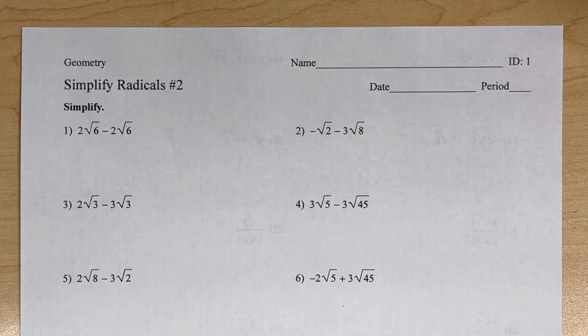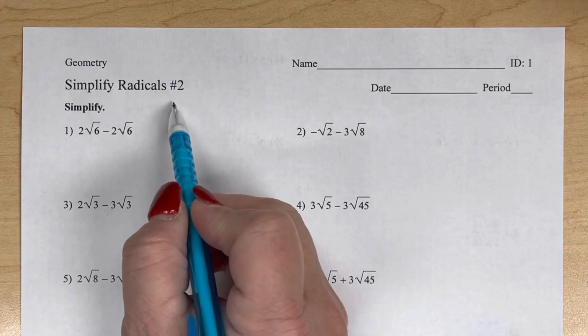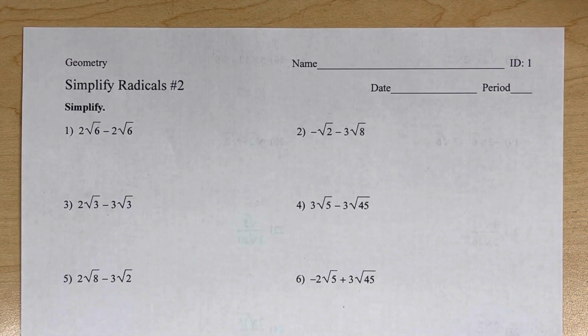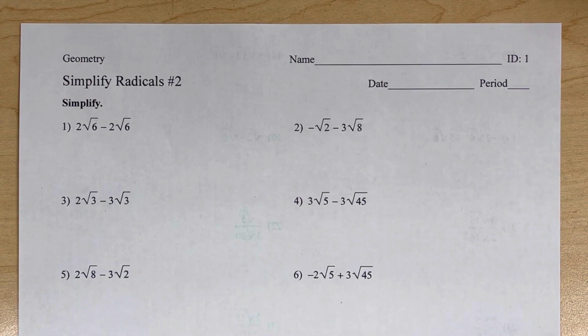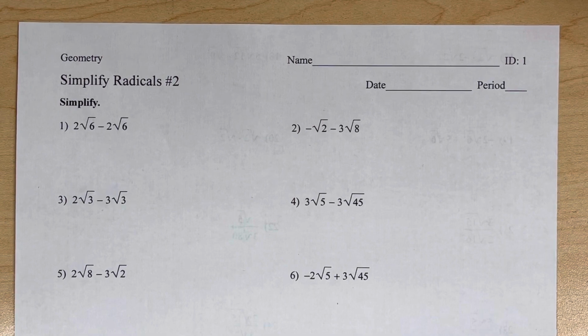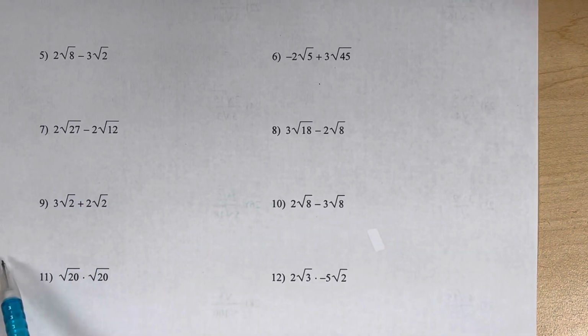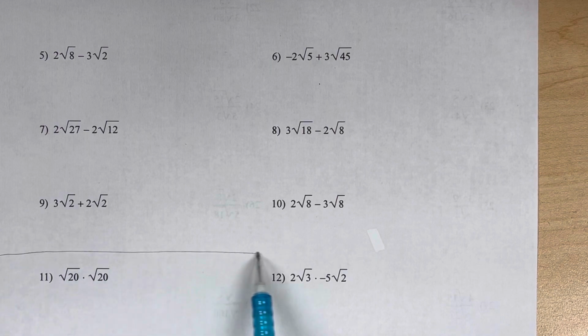Okay, the second assignment I'm going to get you started on is Simplifying Radicals 2, and this is where we're going to be adding, subtracting, multiplying, and dividing. The way I have it split up is I have 10 questions, so we can go ahead and draw a line here just to help you.